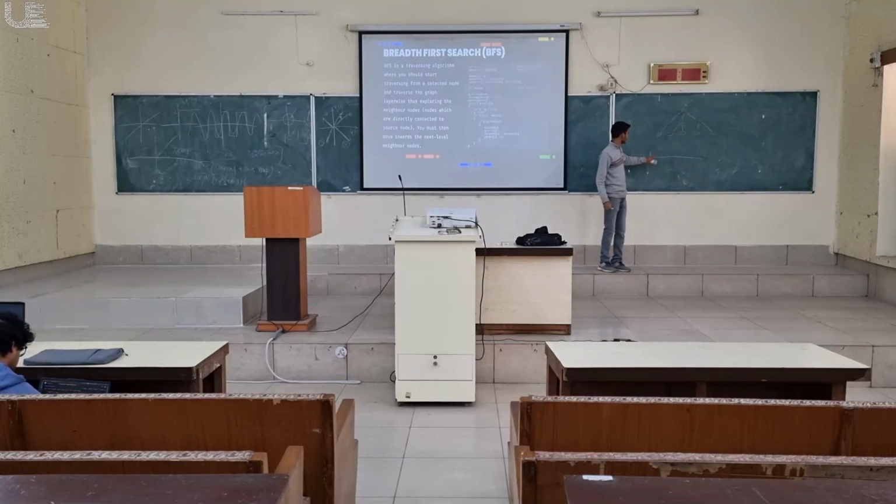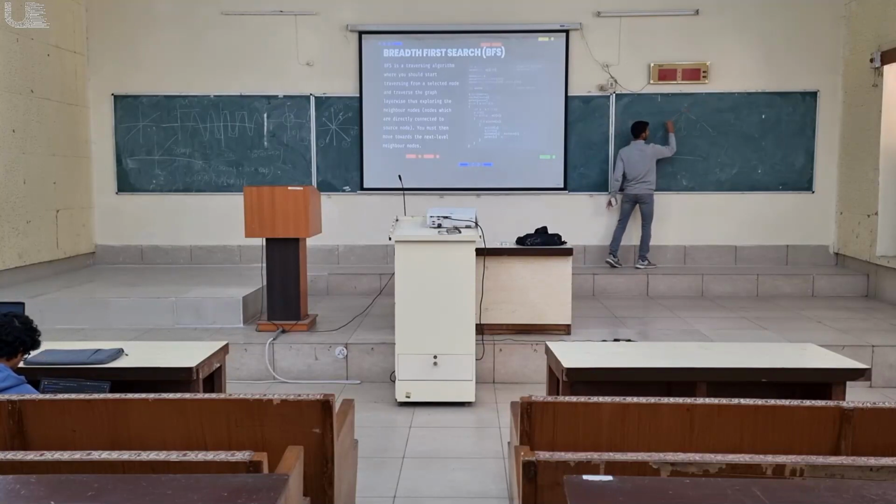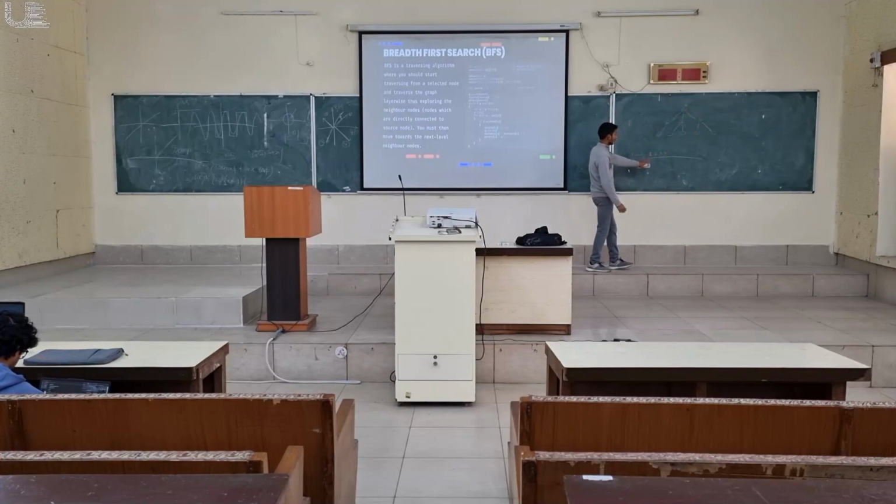Then we put all the nodes that are directly connected to this node inside the queue. This is what the queue will look like at one point of time. This is the level 0 node. These three are the level 1 nodes. So we visited all the level 1 nodes after the level 0. That was our condition.